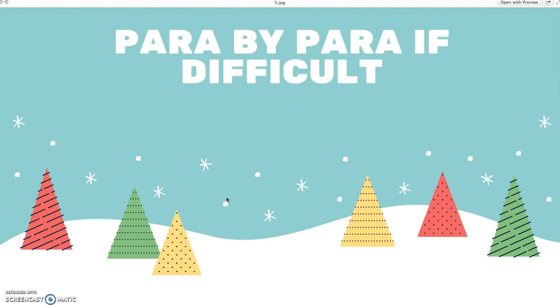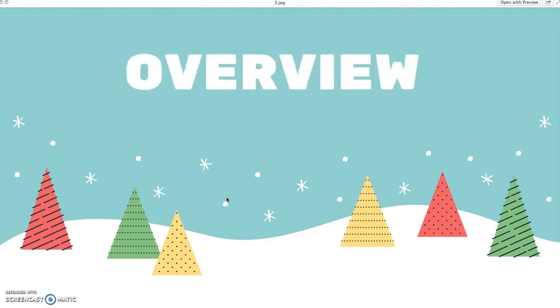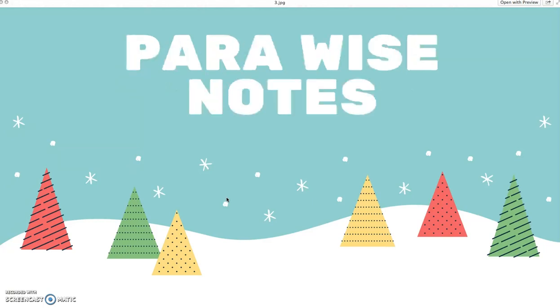Anyhow, let's look at the tips again. The first tip was get an overview. Read the first and the last lines of each of the paragraphs to get an overview of what the subject is all about, what the passage is all about, and you can then answer the first question, which asks you what the passage is about.